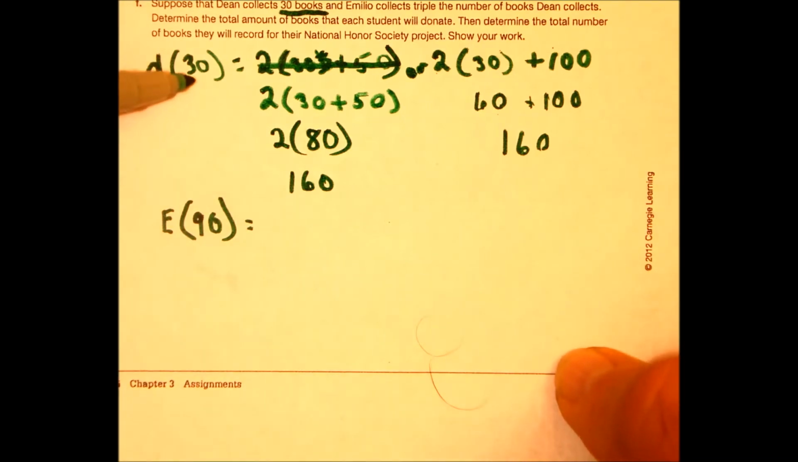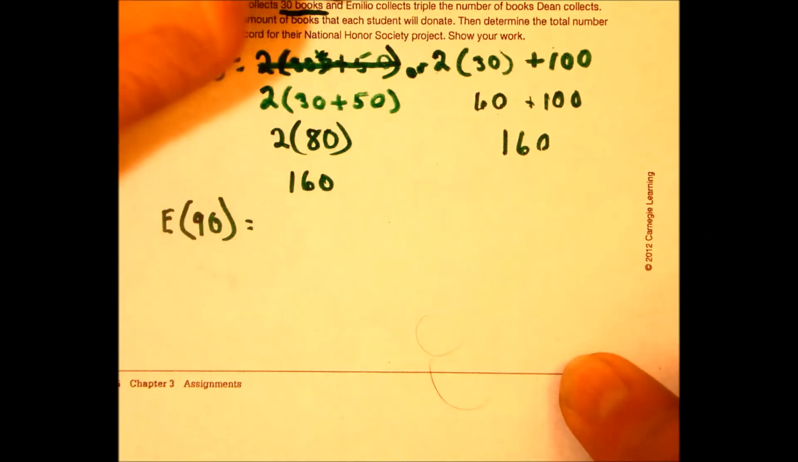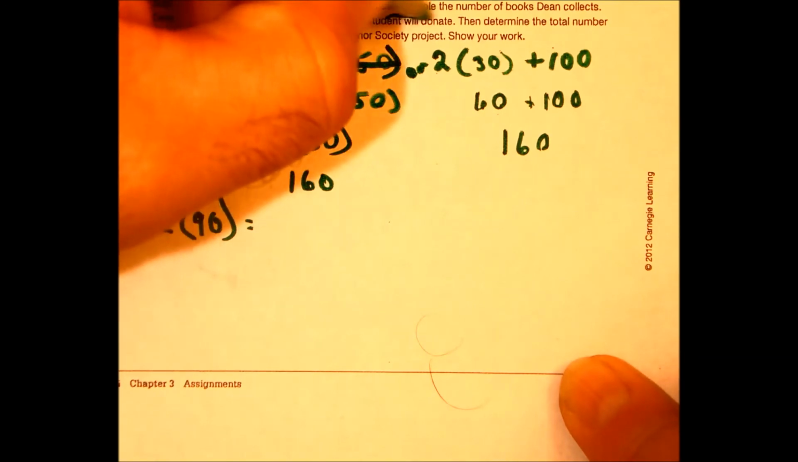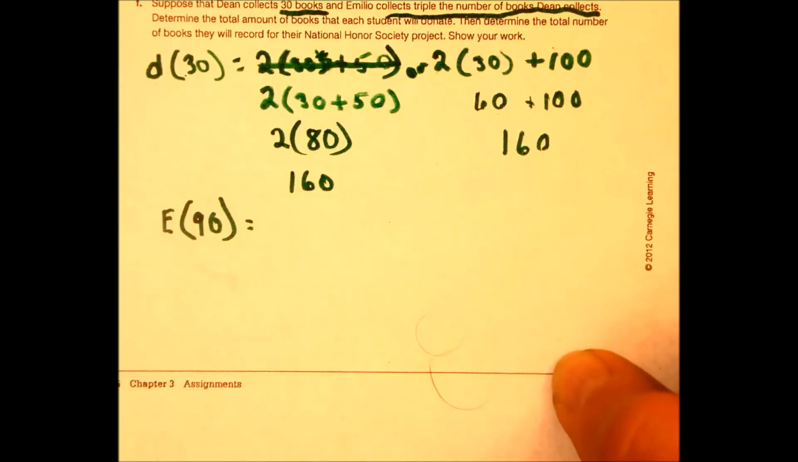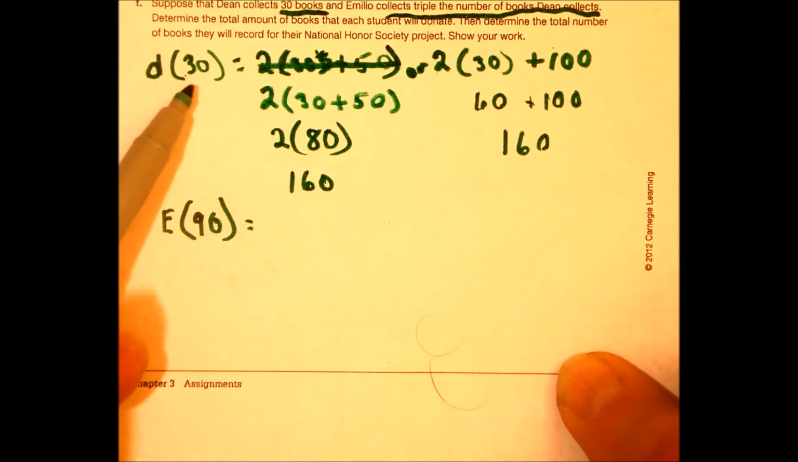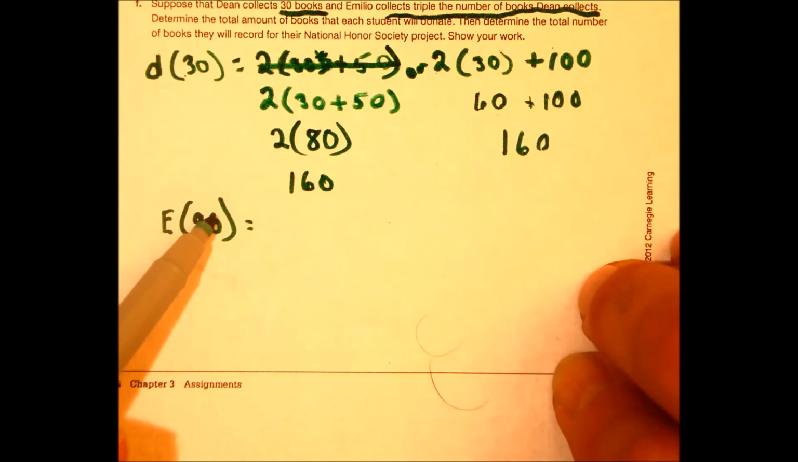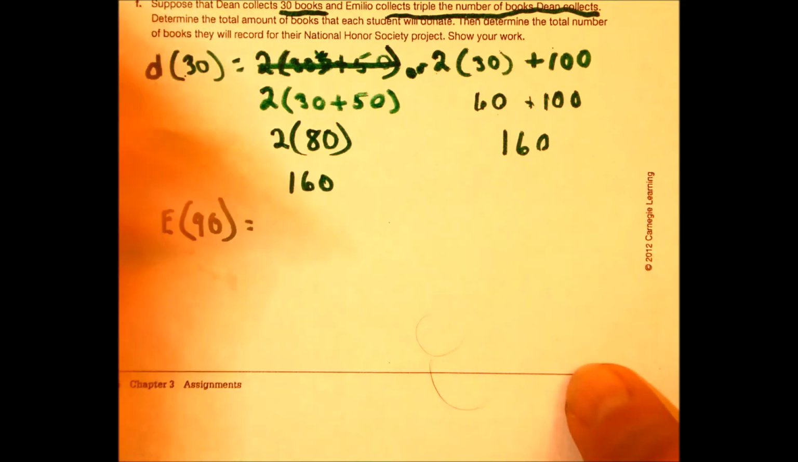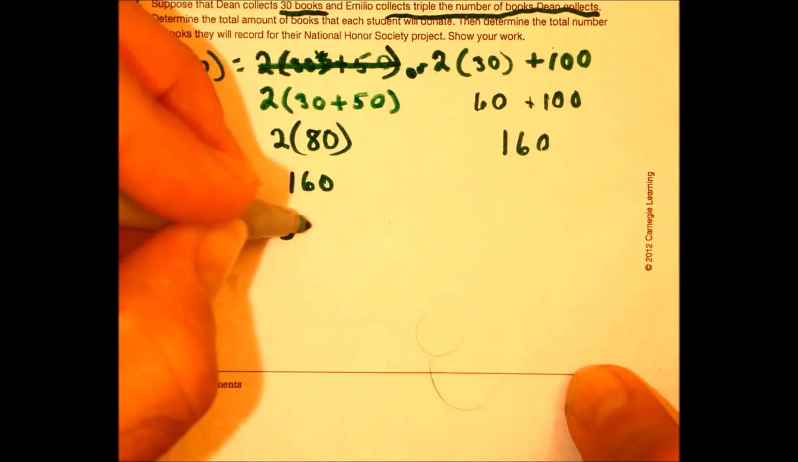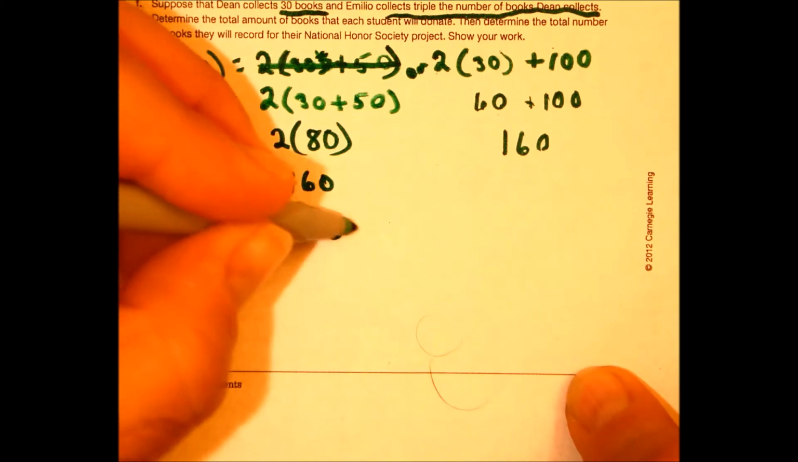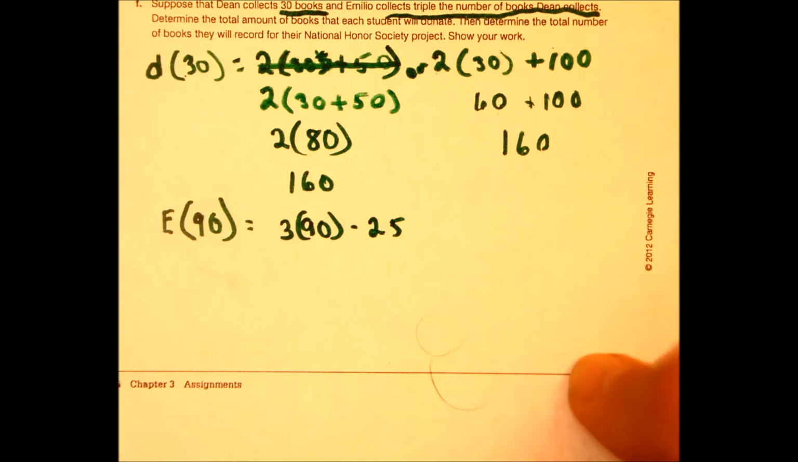See, here we go. We had 30 books here. And then here it says, Emilio collects triple the number of books Dean collects. So if this was 30, we triple that, and we get Emilio's 90. Okay. So now we do Emilio's function, which would be 3 times 90 minus 25. And remember, we're minusing 25 because he's splitting his donating. He's donating 25 every time to one specific charity, and then the rest is going to another charity.